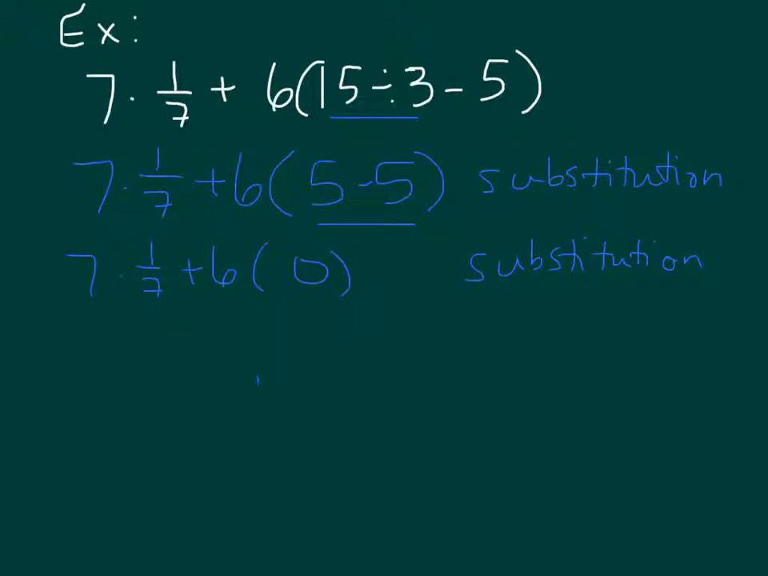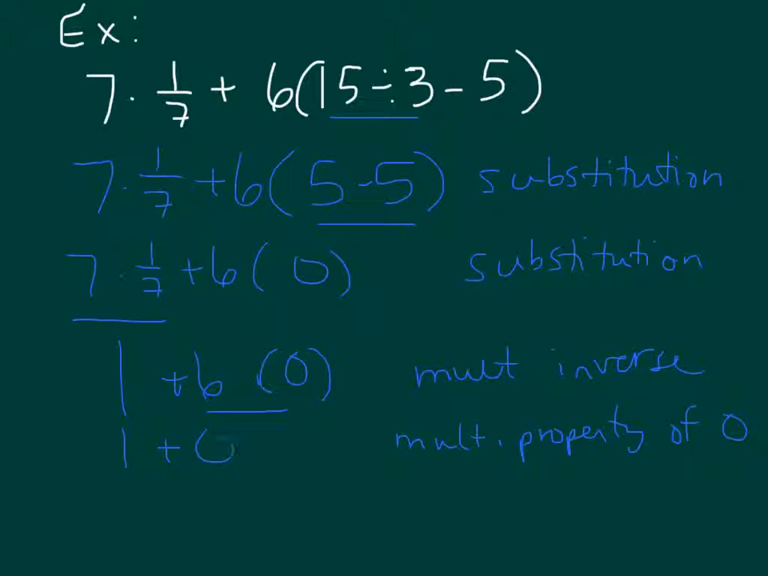And then I'm going to do my multiplication left to right. So I'm going to do 7 times 1/7. So because these are multiplicative inverses, then that's going to give me 1 plus 6 times 0. So that was my multiplicative inverse. And then I'm going to do my multiplication. And because of my multiplicative property of 0 tells me that that's 0. And then because of my additive identity tells me that 1 plus 0 is 1.